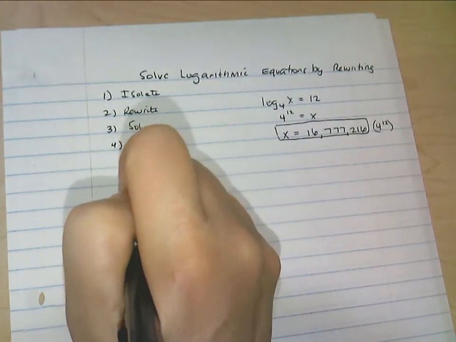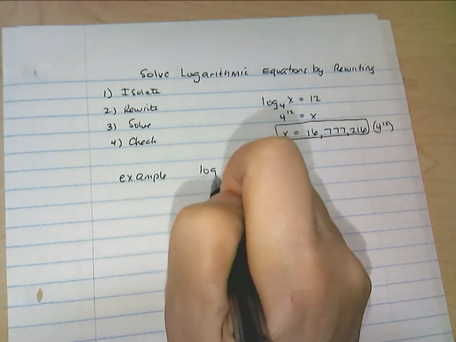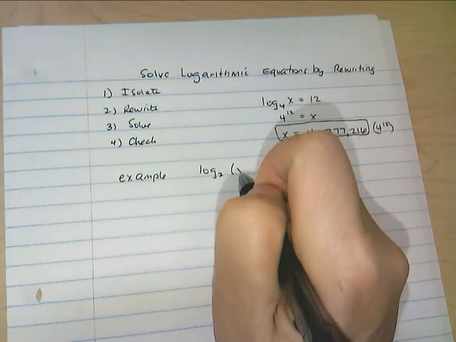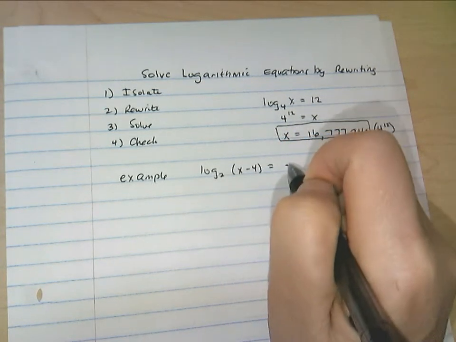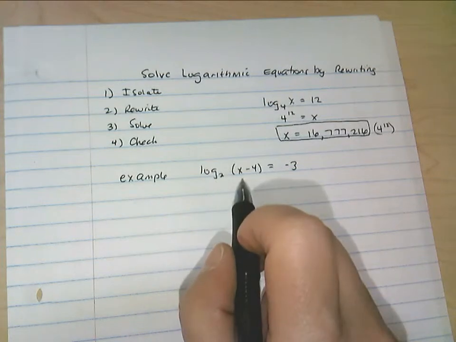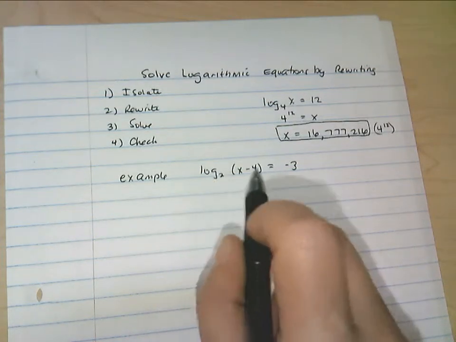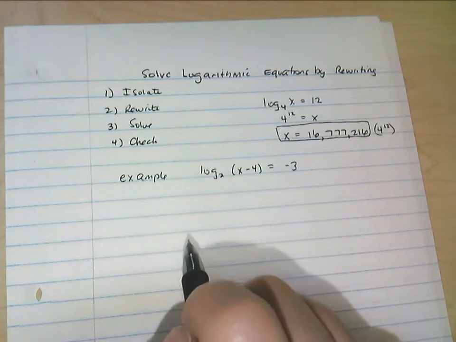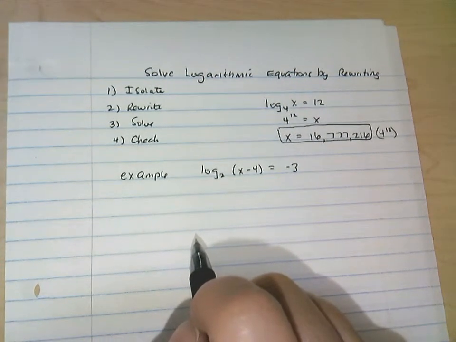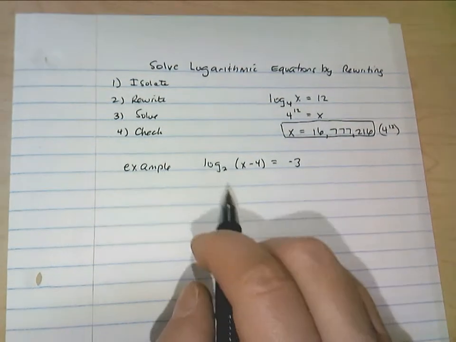Here's another example. If I had log base 2 of x minus 4 equal to negative 3, I look at log base 2 of x minus 4, and that term is isolated. There's nothing being added or subtracted outside of the logarithm. These parentheses show that the x minus 4 goes together as a pair. So right from there, I can rewrite that as an exponential equation.